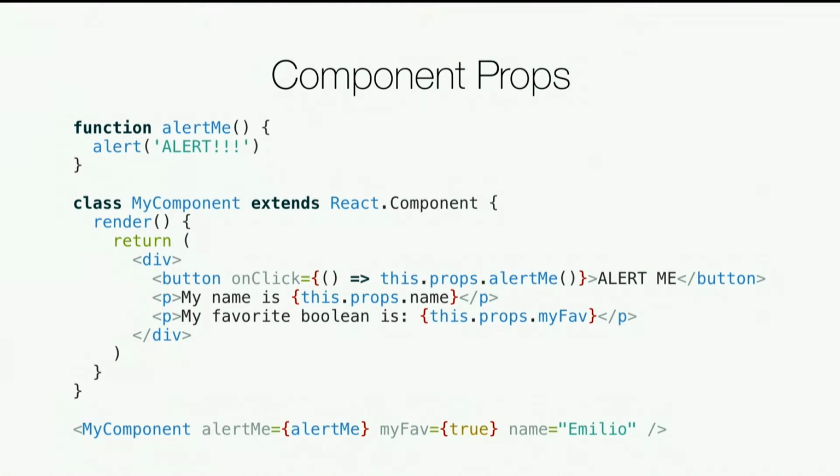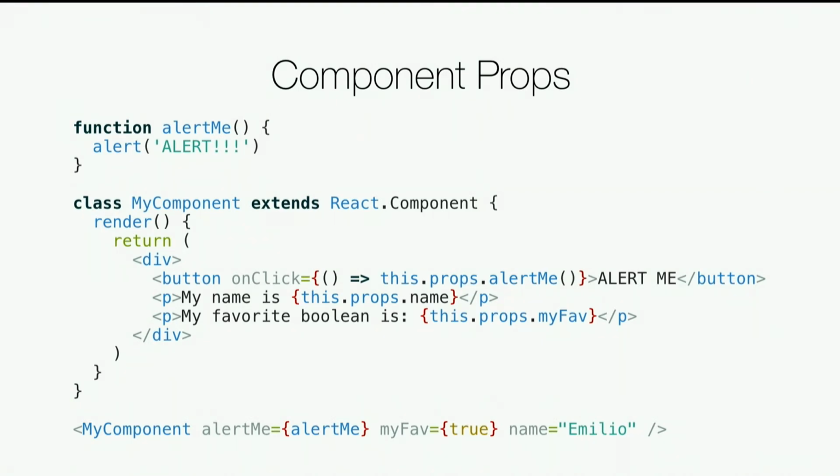And then the next paragraph is going to say what? My name is... What's this.props.name? Emilio. And then my favorite boolean is... Yeah, true. So you can pass those things in.